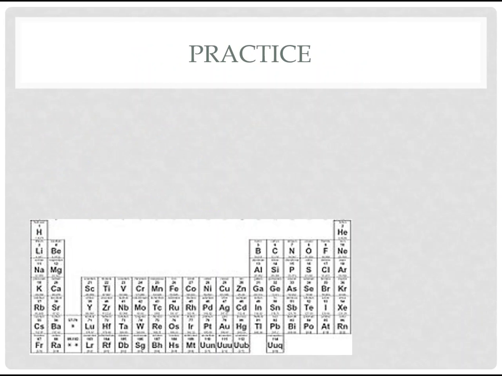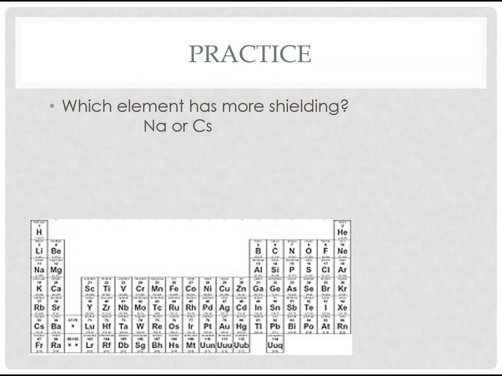Now, your turn to practice. Which element has more shielding? And for periodic trends, you definitely want to have a periodic table out. So here you find your 2 elements. We have sodium and we have cesium. A lot of times they're arranged where they're in the same period or in the same group. But which element's going to have more shielding if we're following the trends?